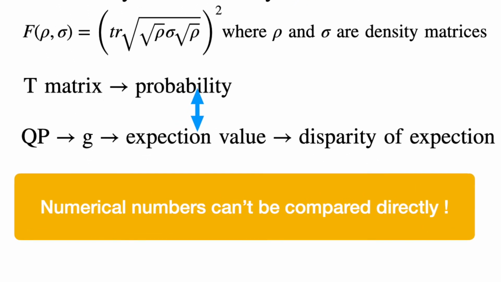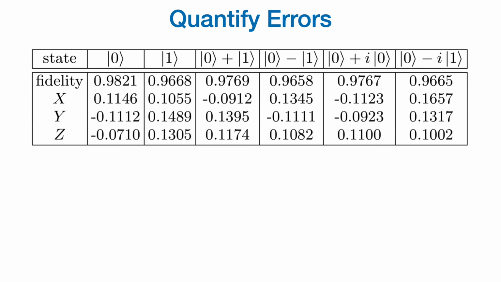In the following study, we use expectation value, and we cannot compare the numerical values of these three quantities directly. That makes no sense. For example, we show the difference between fidelity and the disparity of expectation value in Pauli bases for 6 states of 1 qubit here. After we measure the expectation value in all Pauli bases, we could reconstruct the density matrix and calculate the fidelity. As for the disparity of expectation value, we define it as this.